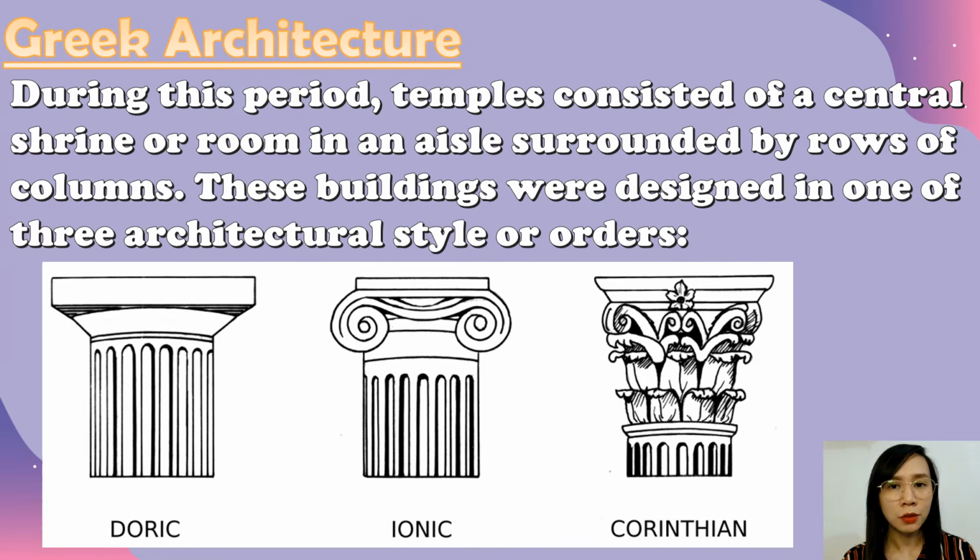After Egyptian period is the Greek period. The most famous architecture during this period are temples that consist of a central shrine or room in an aisle surrounded by a row of columns. These buildings were designed in one of 3 architectural styles or orders: the Doric, Ionic, and Corinthian. Itong 3 kinds of orders na ito ang ginagamit na foundation or halige ng mga buildings na ginagawa nila.